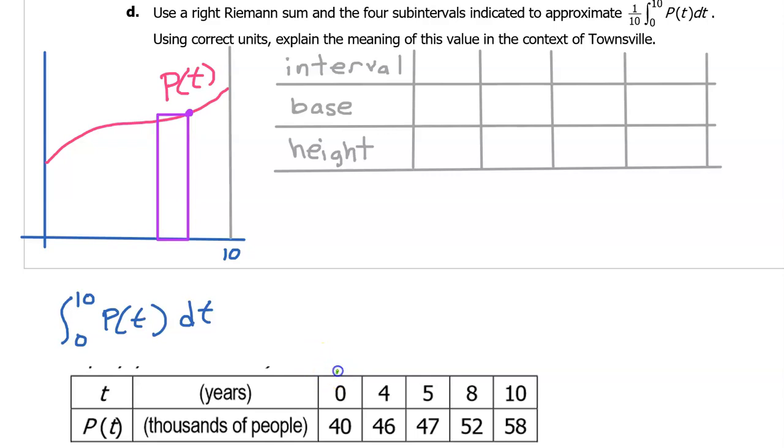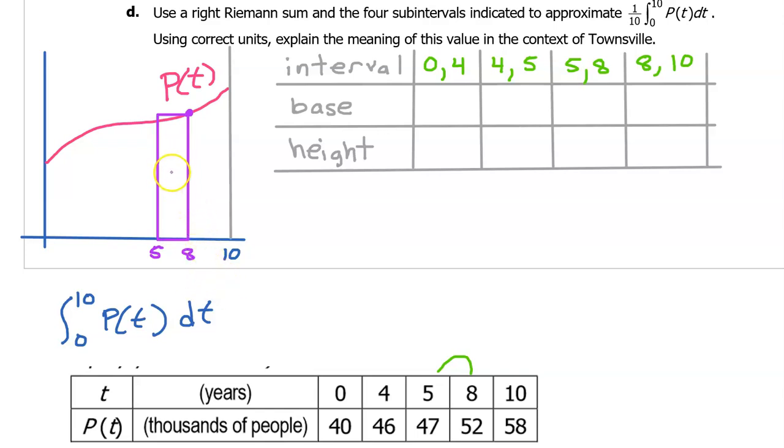We have an interval from 0 to 4, and then one from 4 to 5, another from 5 to 8, and a fourth from 8 to 10. Each interval corresponds to a rectangle. For example, focus on the interval from 5 to 8. This represents a rectangle from t equals 5 to t equals 8.